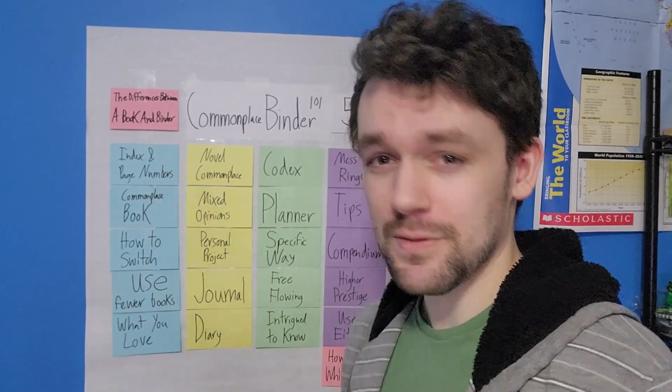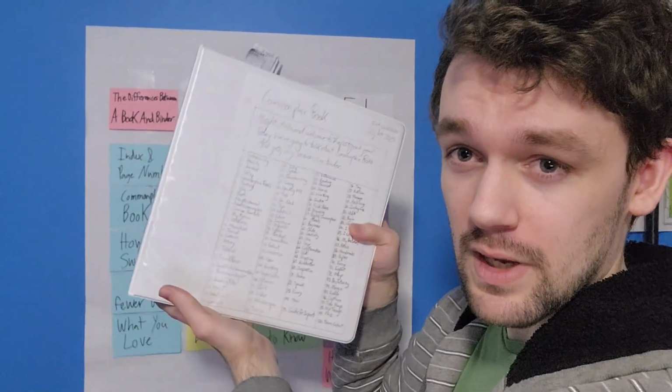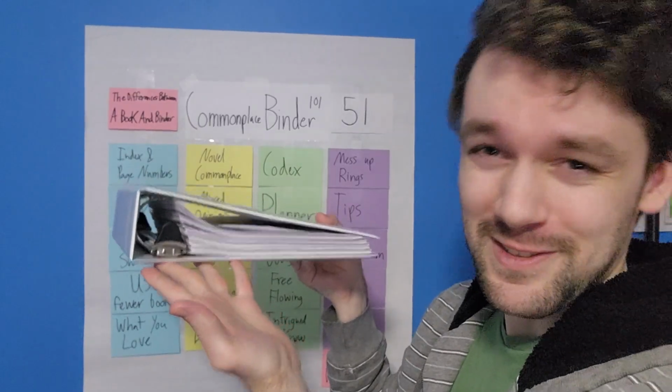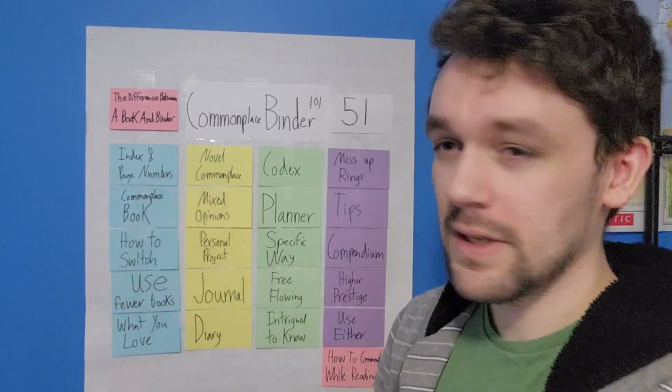Index and page numbers. That's really all it comes down to. So this is a Commonplace Book. It's a binder. So I'm going to set this down now. But yeah, index and page numbers.